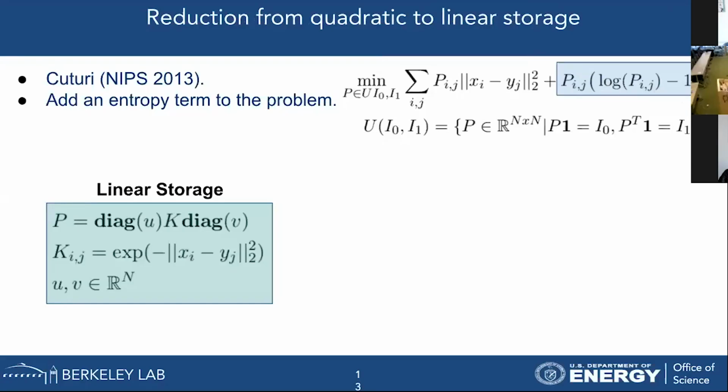You can show, if you take the optimality conditions, and here you kind of just have to trust me, you've now reduced the problem to linear storage. So in particular, P now takes the following form, where you have a diagonal of U, a known matrix K, and the diagonal of V. This known matrix K is an exponential, and U and V are both in R^n. So U and V are the same size as our original image. So we've taken what was a quadratic problem and now reduced it to linear storage. Well, I didn't. Marco Cuturi did, and we're going to be using that.